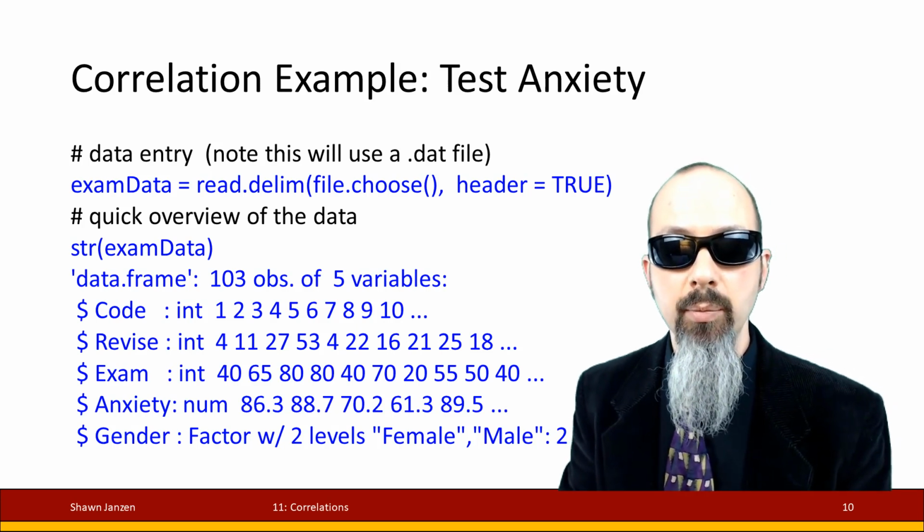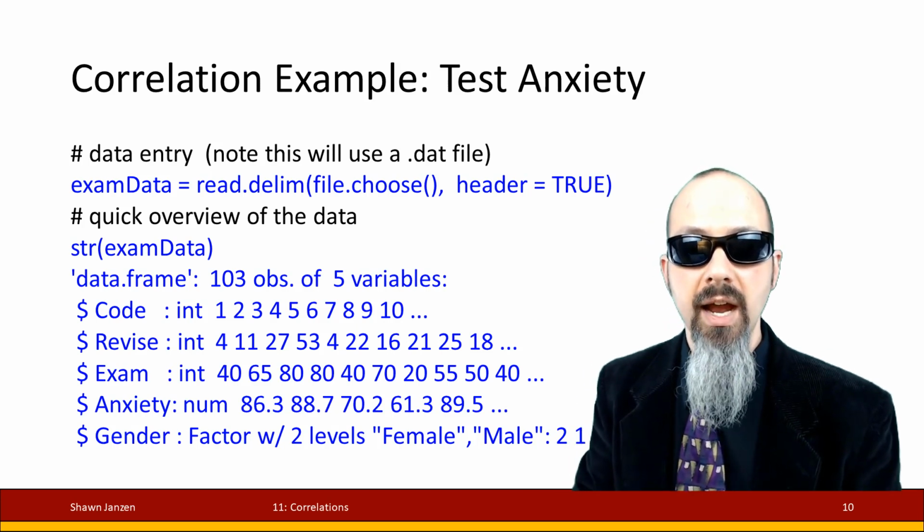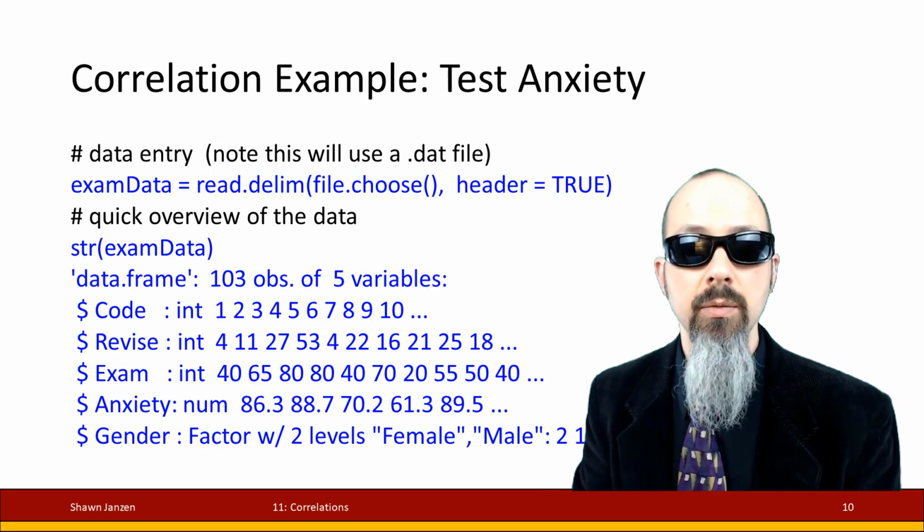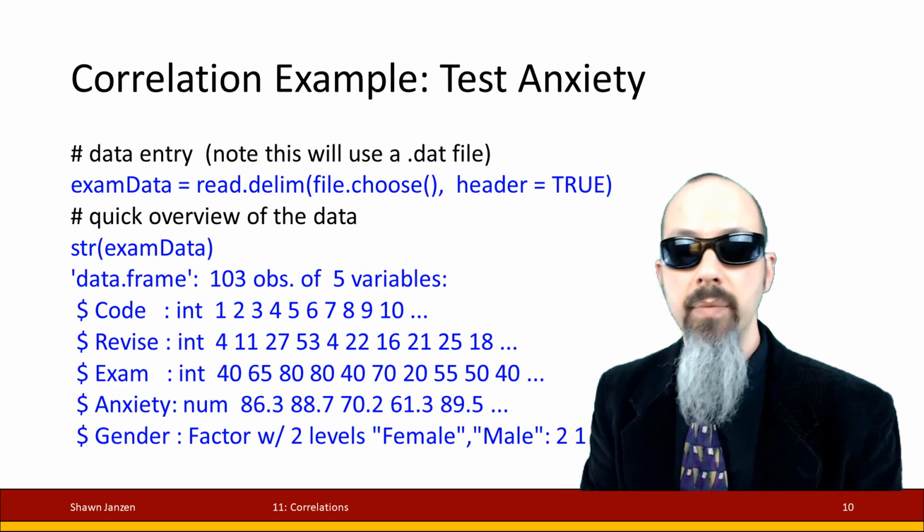And I can see that when it brought it into R, all of the variables are either numeric or integer, with the exception of gender, which is a factor with levels male and female. We are right where we need to be.